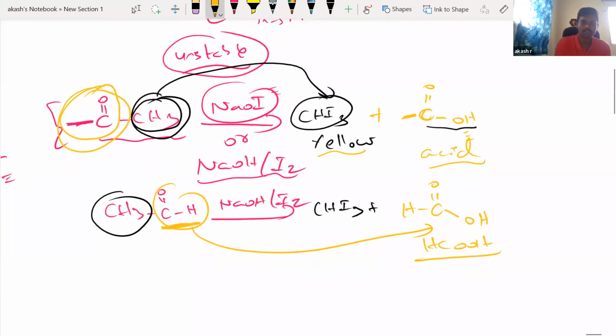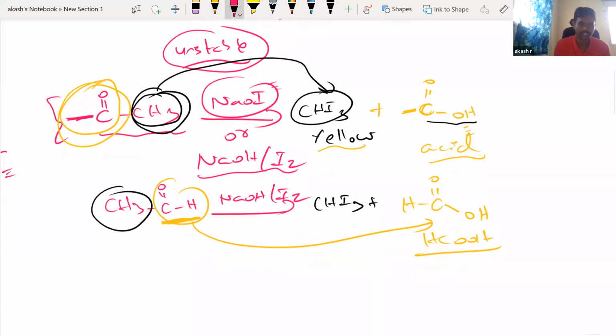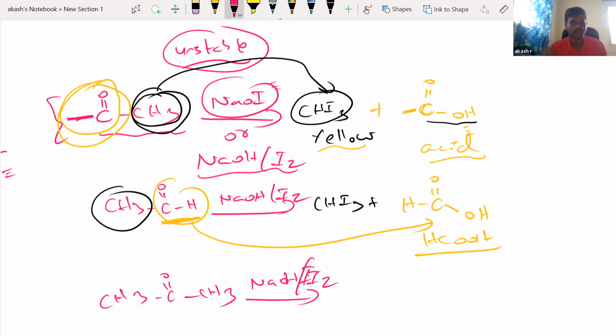If I give you another question, will you be able to solve it? Say I give you this particular carbonyl compound, CH3COCH3, in the presence of NaOH and I2. Tell me what the two products are, people. You can take any one methyl group, convert it into CHI3, and keep the other methyl group as such. You can send me the product on WhatsApp, or you can just unmute yourself and tell me.